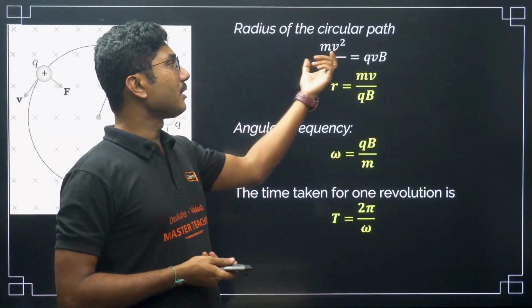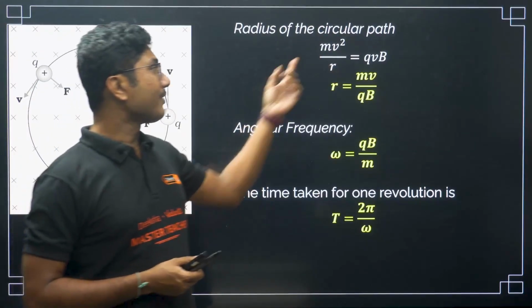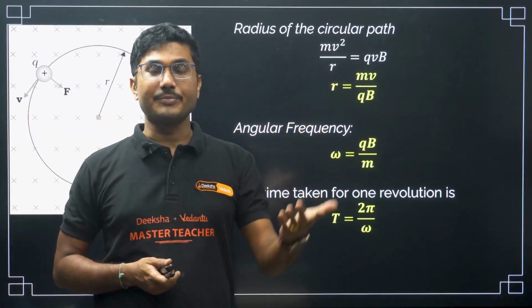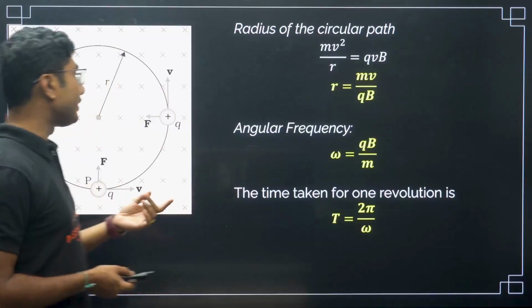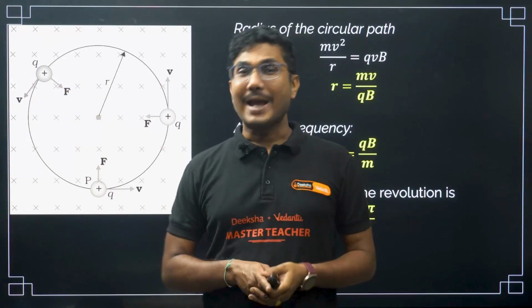The centripetal force is given by mv squared by r. Now that force has to be provided by something. Who can provide this force? In this case, the only force that can provide it is the magnetic force, right?